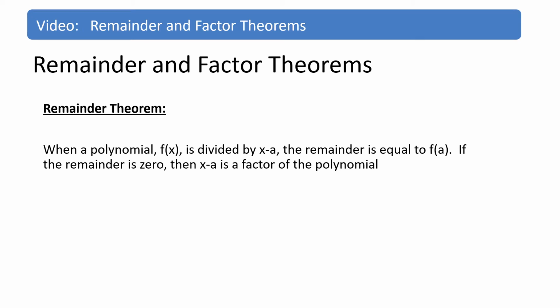The remainder theorem states when a polynomial, written as f of x, is divided by a factor, written as x minus a, the remainder is equal to the function at a. If the remainder is 0, then x minus a is a factor of the polynomial. This theorem is very useful for us as we further look at how to factor polynomials.